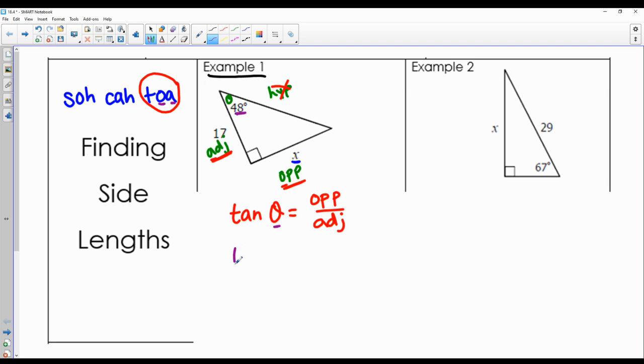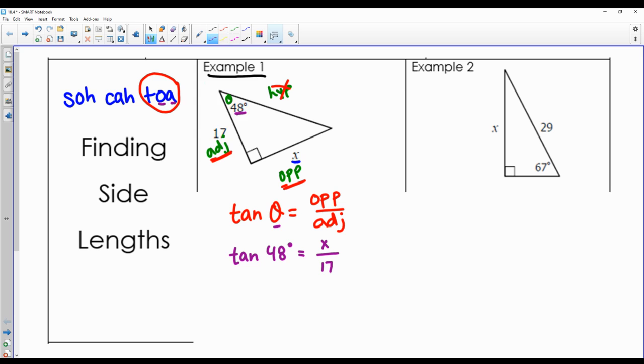All right, so on your paper, you're going to write the tangent of theta, which is 48 degrees, is equal to the opposite, which is my x right there. I don't know that opposite, divided by my adjacent side, which is 17.